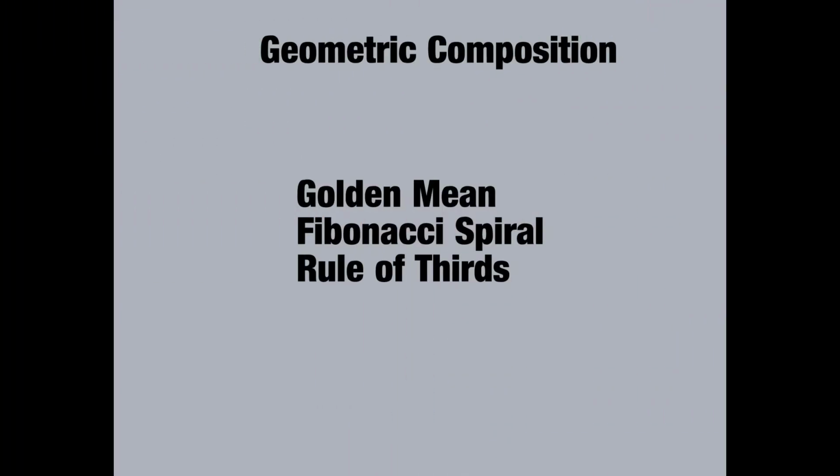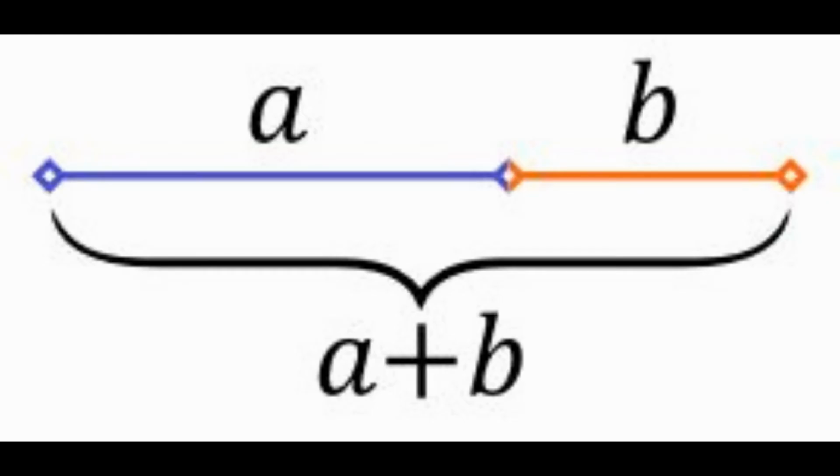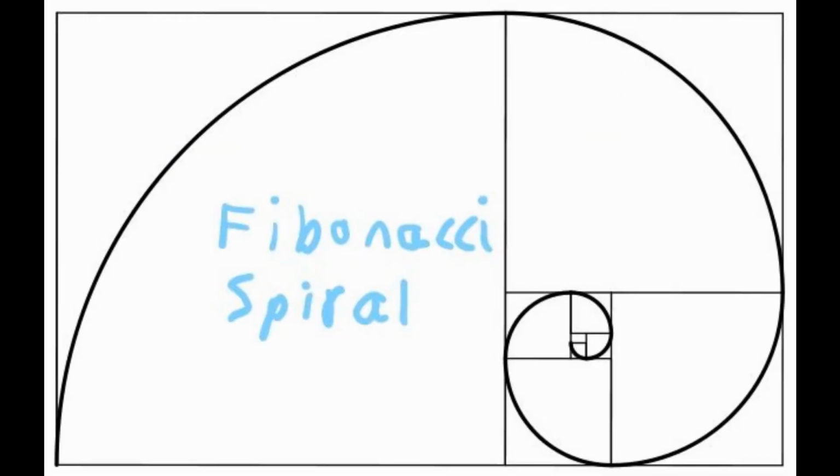So if you want to get really complicated and mathematical, which I don't, but you can do that with your compositions, and you can look into the geometric style compositions, which uses the golden mean, the Fibonacci spiral, and the rule of thirds. Basically, these are all complicated mathematical formulas and geometric things. The golden mean is this ratio right here, and it's represented by this equation, and this is what it looks like when you put it into geometric form.